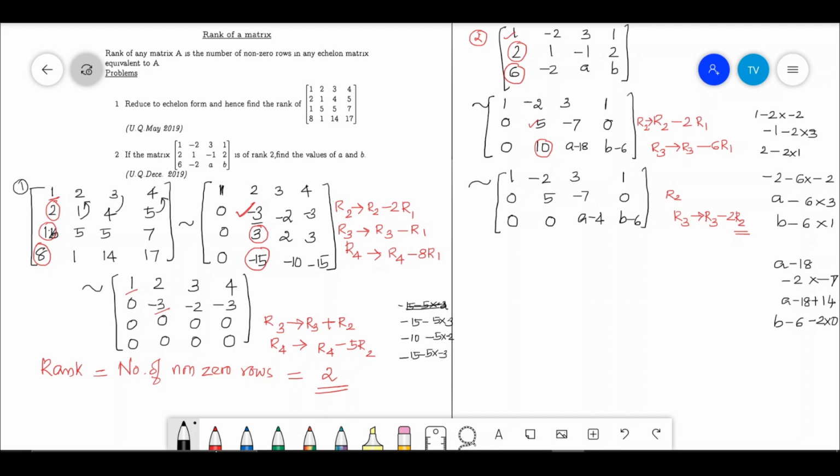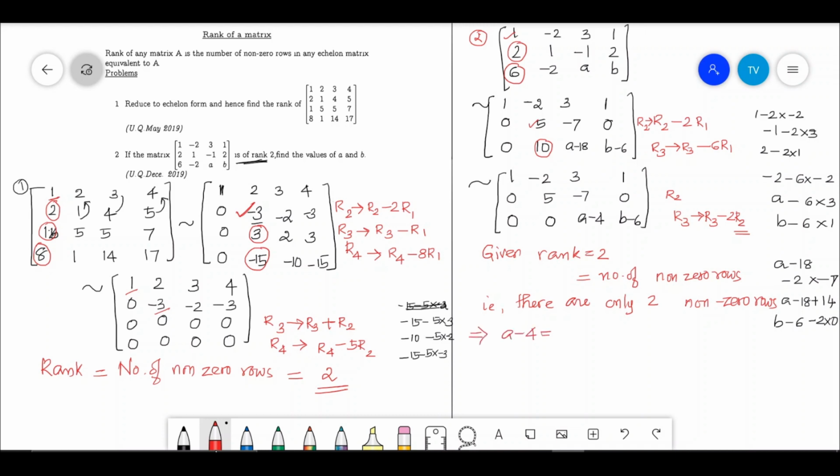Now what next? We are given a clue in the question: the rank of the given matrix is 2. When the rank is equal to 2, what does this 2 mean? This 2 is the number of non-zero rows. So that means there are only 2 non-zero rows, which means the third row is a 0 row. So that gives A minus 4 is equal to 0 and B minus 6 is equal to 0.